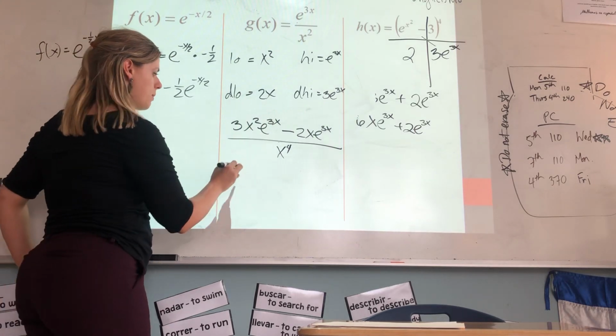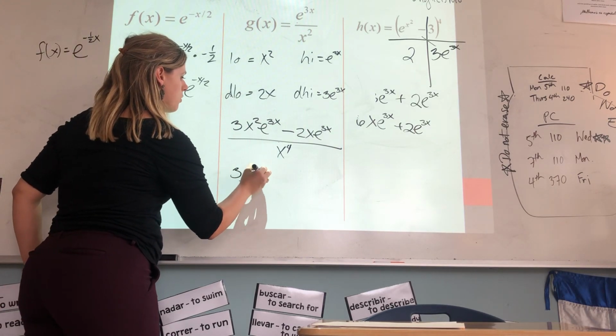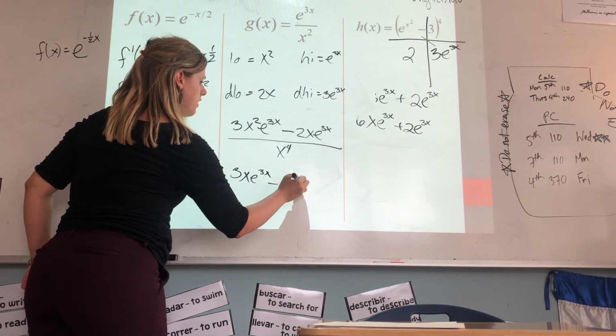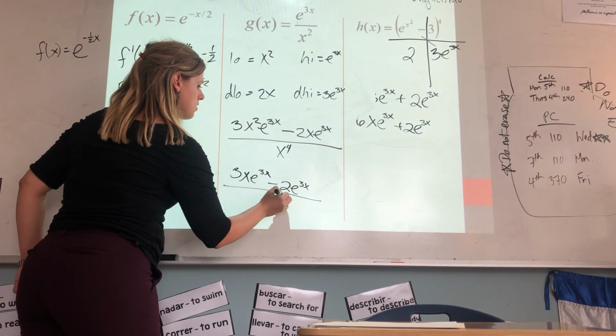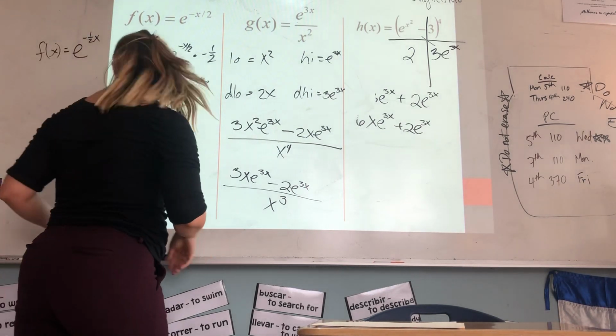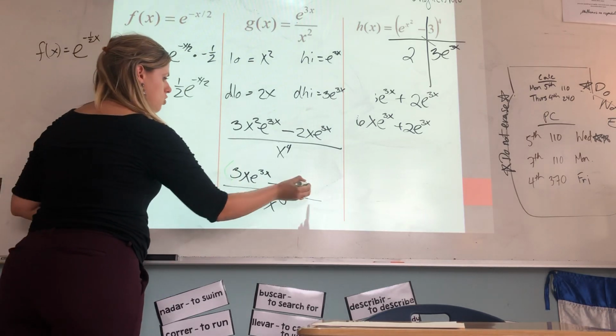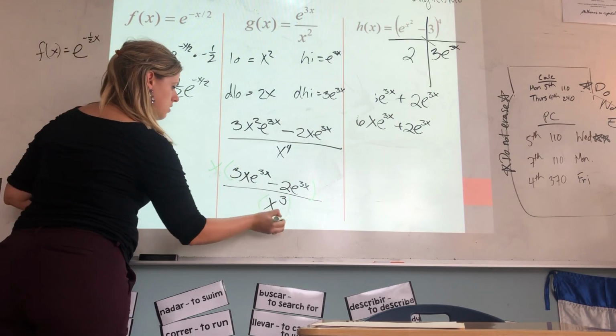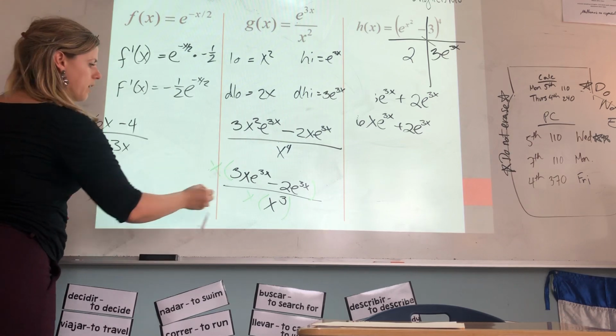But if I take out an x from everything, this would be 3x e to the 3x minus 2 e to the 3x over x cubed. I could have shown factoring out an x if I had wanted to. I could have shown x, x, and then that's what cancels.